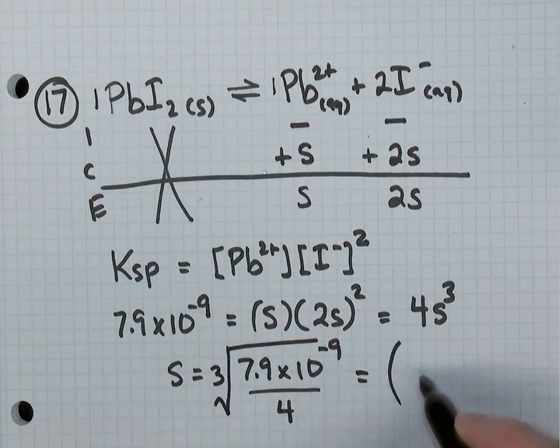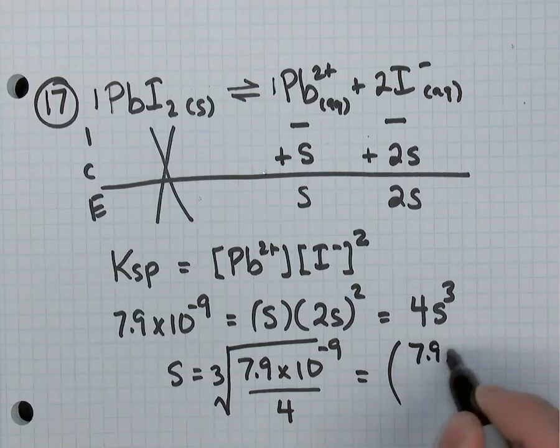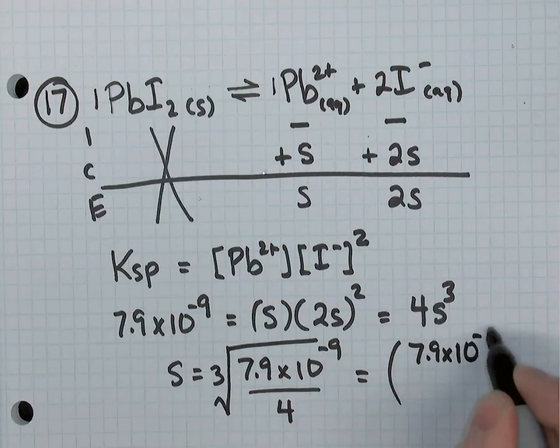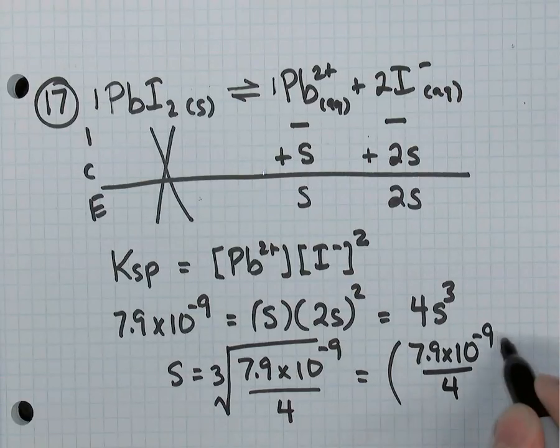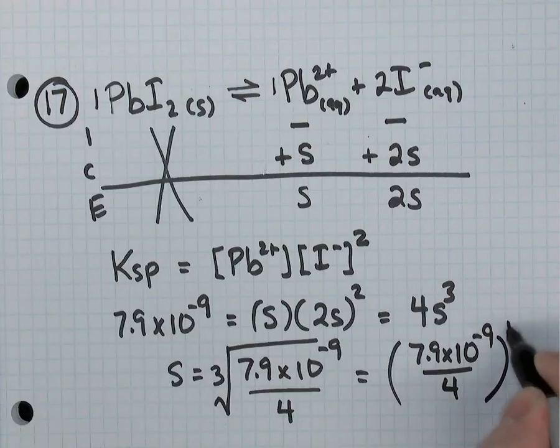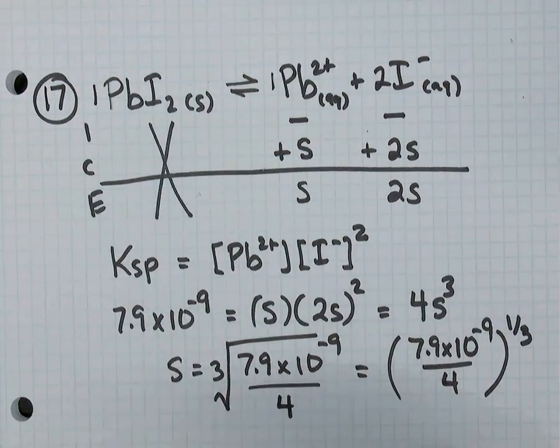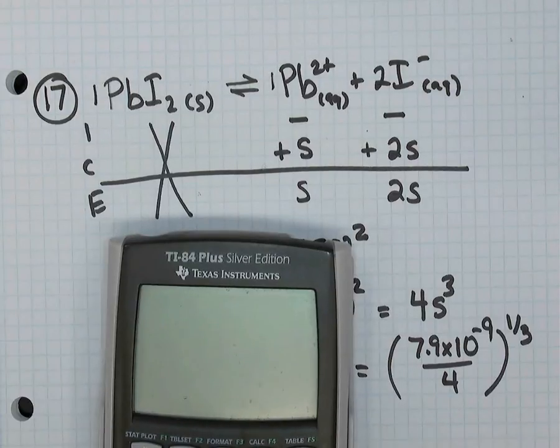Or we can use brackets and do this: 7.9 times 10 to the minus 9 divided by 4, and a cube root is the same as to raise to the power of 1/3. So now with my calculator, let me evaluate that.